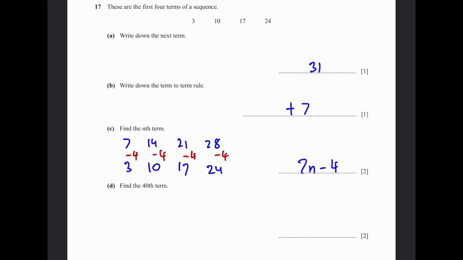D, find the 40th term. The 40th term is the term where n is equal to 40. So the simplest way is to just do 7 into 40 minus 4. 280 minus 4, which is equal to 276.